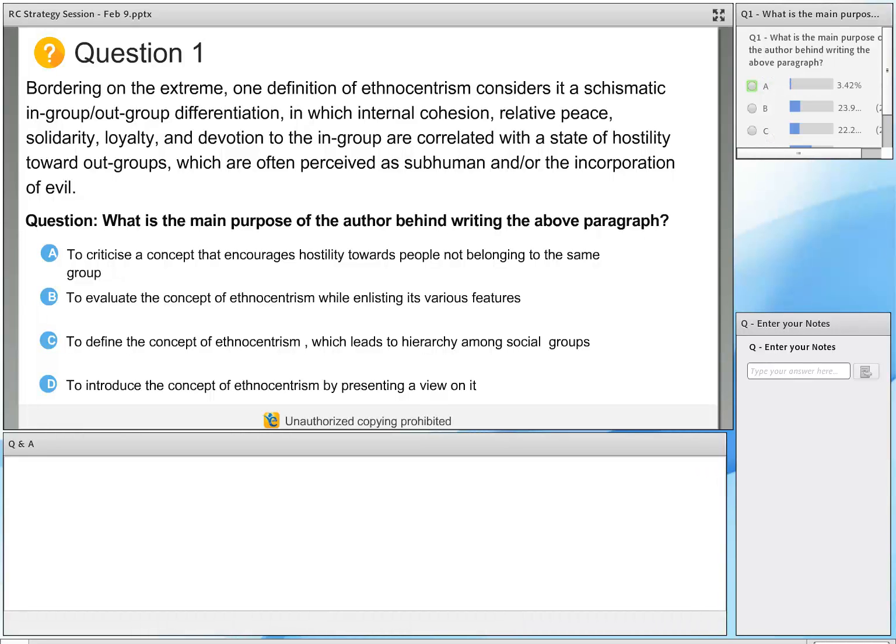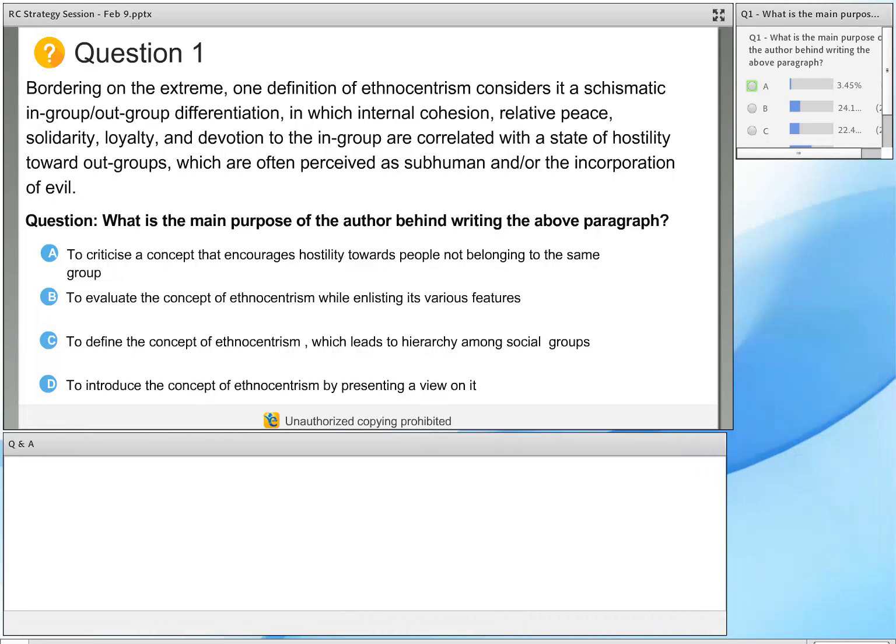Okay, so here are the results of your answers. Choice D, as you can see from the poll, is the correct answer, and about 50% of the class selected choice D. Just 4 people selected choice A, and between choices B and C, almost a similar number of people selected choices B and C. So good.